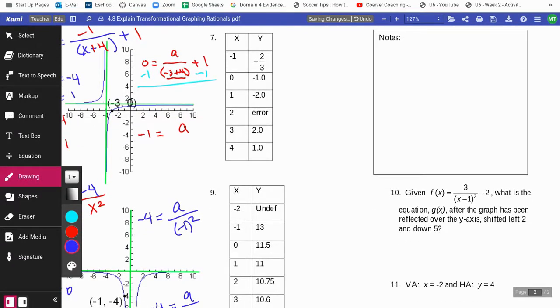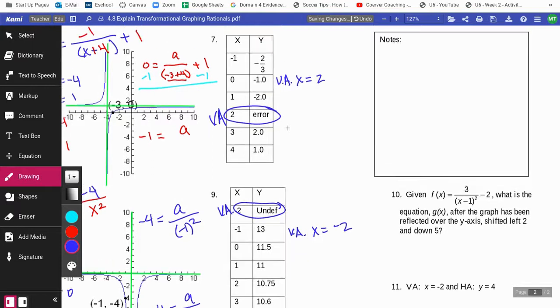And then we'll kind of do 7 and 9 at the same time. Okay, and I'm going to circle this value right there in both of them. Remember what I said earlier, anytime we have an error or undefined, this tells me my VA. So my VA is X equals 2 for number 7, and my VA is X equals -2 for number 9. So if it says undefined or error, that's my VA.